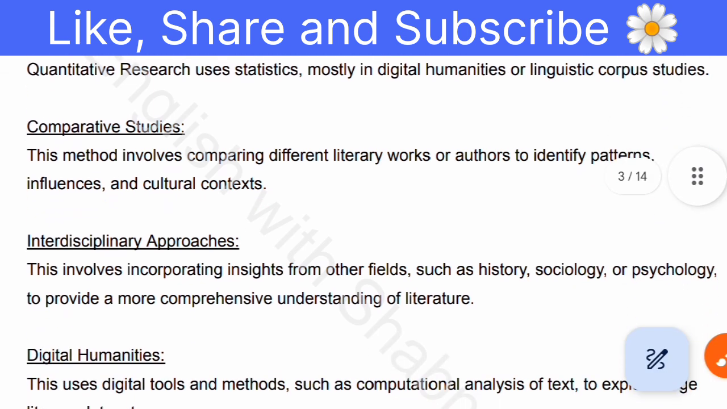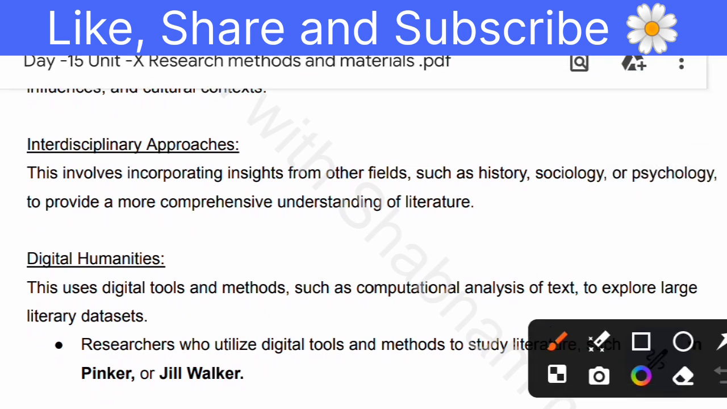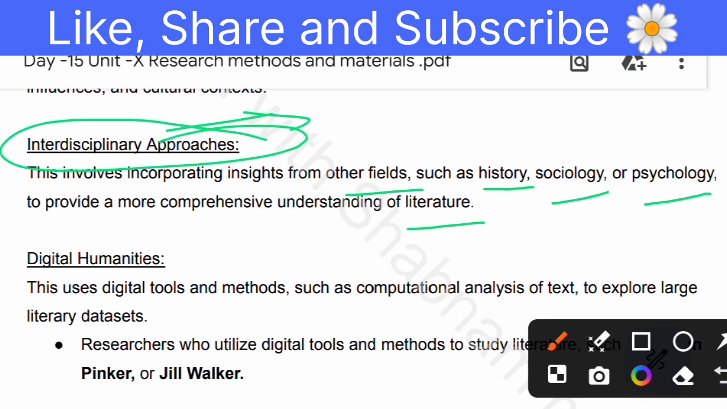After that, we have interdisciplinary approaches. This involves incorporating insights from other fields such as history, sociology, psychology to provide a more comprehensive understanding of literature. Interdisciplinary itself suggests that two or more subjects are studied together. So in this you use fields such as history, sociology, psychology or any other to provide a more comprehensive understanding of literature.